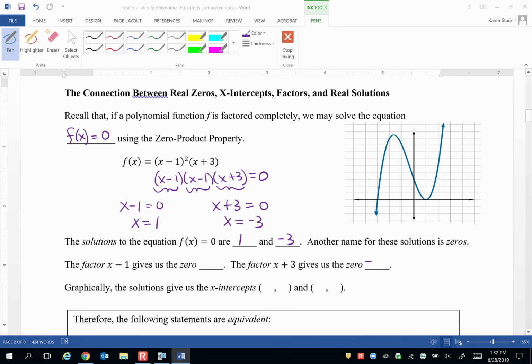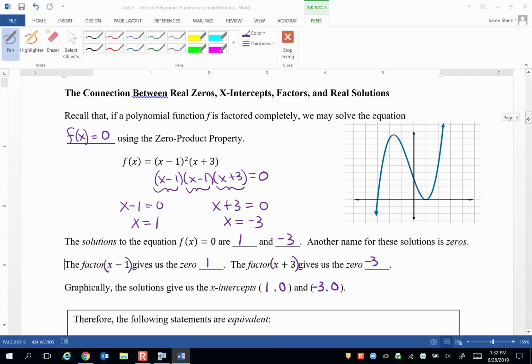Another name for these are just simply zeros. The factor of x minus 1 gives us the 0, 1. The factor of x plus 3 gives us the 0, negative 3. So graphically, the solutions give us x-intercepts. So as a coordinate pair, the 0 of 1 is written as (1, 0), and the 0 of negative 3 is written as (negative 3, 0).